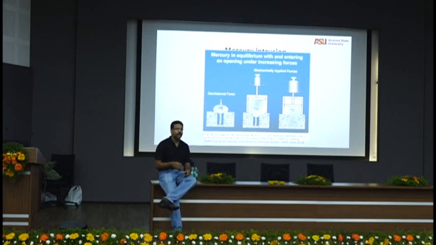Now, in mercury intrusion porosimetry, you are taking a small sample of paste, putting it in a small glass container, filling the container all around with mercury, and then exerting a maximum pressure of 414 megapascals. 414 megapascals into a small, this much size of cement paste. Okay?